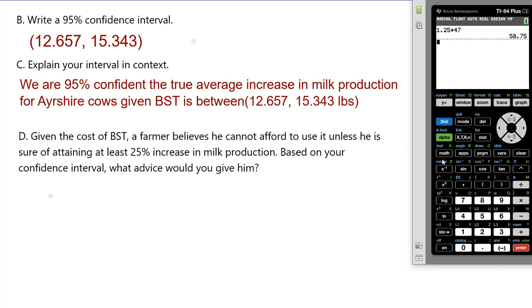So I guess I need to subtract that from the 47, right? So minus 47 because we're looking at the difference. And so that would be 11.75 pound increase. That is not contained in our interval. In fact, our interval is entirely above that.